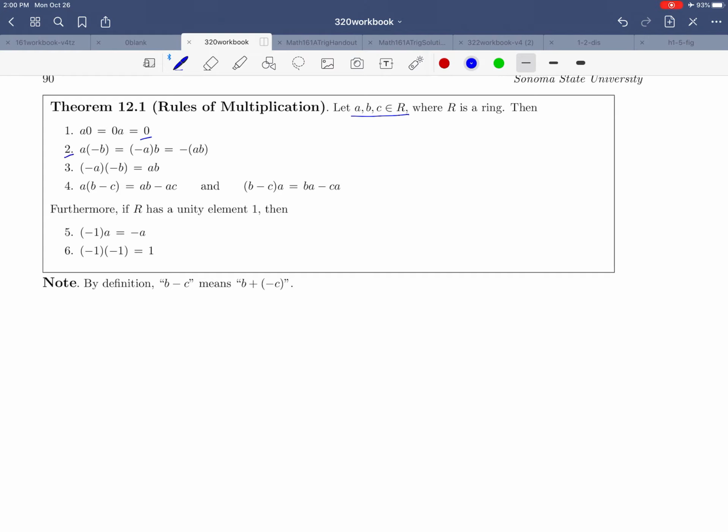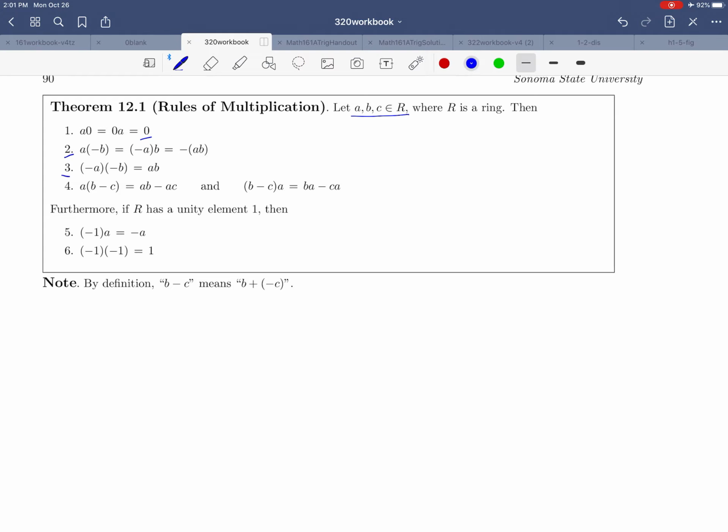For number 2, A times minus B is equal to minus A times B, which is equal to minus A times B. And here we can decode that a little bit. What is minus B? It is the additive inverse of B. And so if you're taking A and multiplying it by the additive inverse of B, that is the same as taking the additive inverse of A and multiplying it by B, which is the same as taking the inverse of A times B. Now, there's really no reason why that should be true in general when you are talking about it like that, so we're going to prove that that's true.